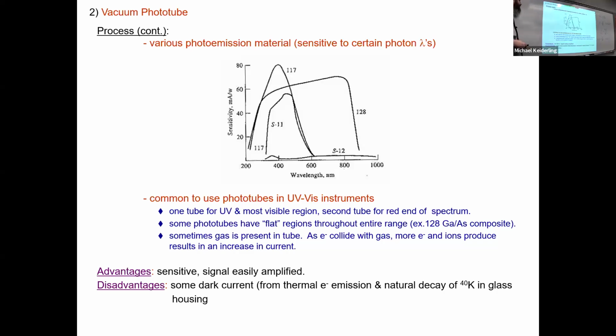It's common to use phototubes in UV visible instruments. You have one tube for UV and most of the visible region, and a second tube for the red end of the spectrum, because different materials absorb different wavelengths. Some phototubes have flat regions throughout the entire range, like the gallium arsenide composite you can see here. Sometimes gas is present in the tube, and as the electrons collide with gas, more electrons and ions result in an increase in current. It's sensitive and easy to amplify. The disadvantage is there's some dark current from thermal emission of electrons and the natural decay of potassium-40 in glass housings.